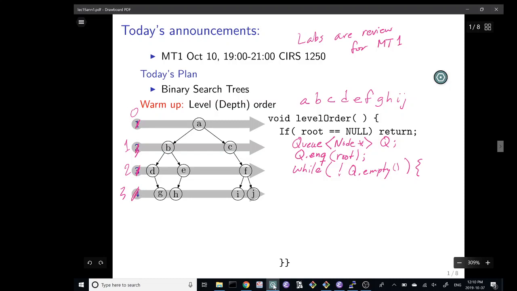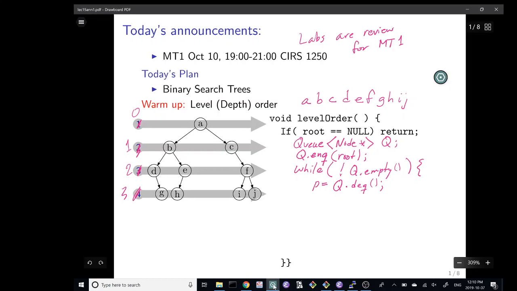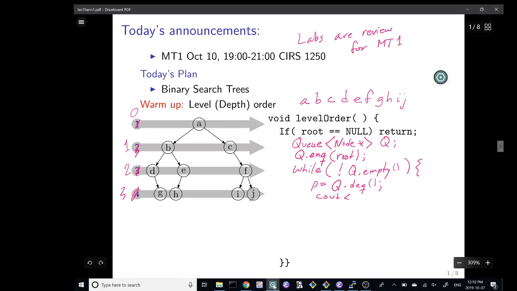Let's call it a pointer P. It's a pointer to a node. P = Q.dq. I'm abbreviating dq and nq because I don't have room. It's not because I'm lazy, it's because I don't have room. So I pull it out, and then what do I do? I visit it. Remember, we have to visit. So we have cout. This is our visit. Our visit is just printing out the data. And then what do I do?